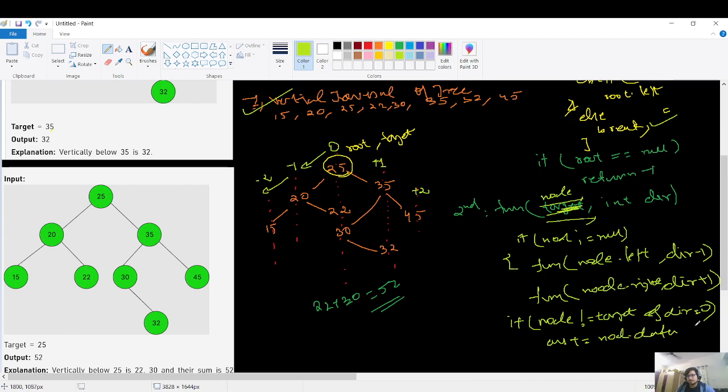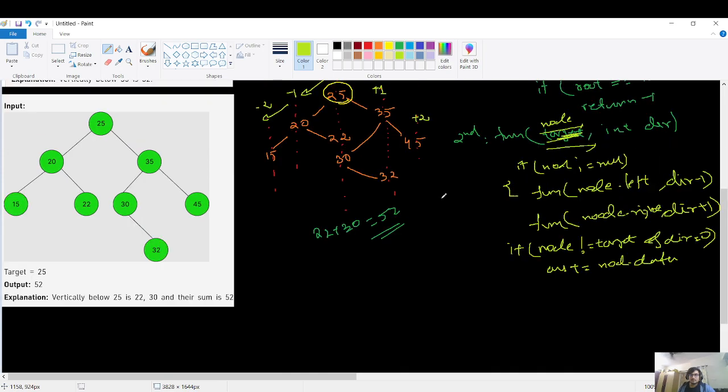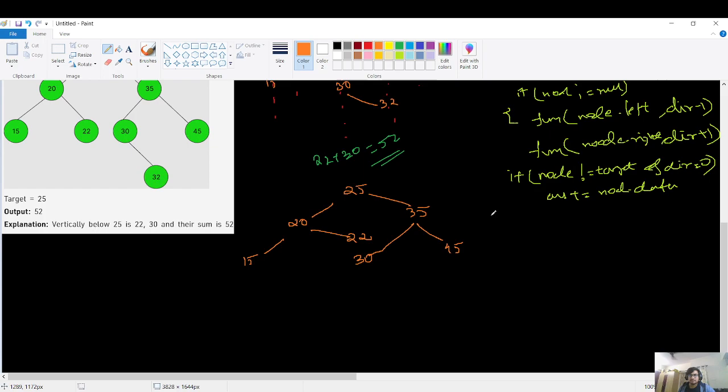How this is working, let me give you a very quick dry run, right? Let me draw the tree once again. So it was 25, it was 20, it was 15. 20 has the right child as 22, 25 has the left as 30 and the right as 45, with 35 as its right child.